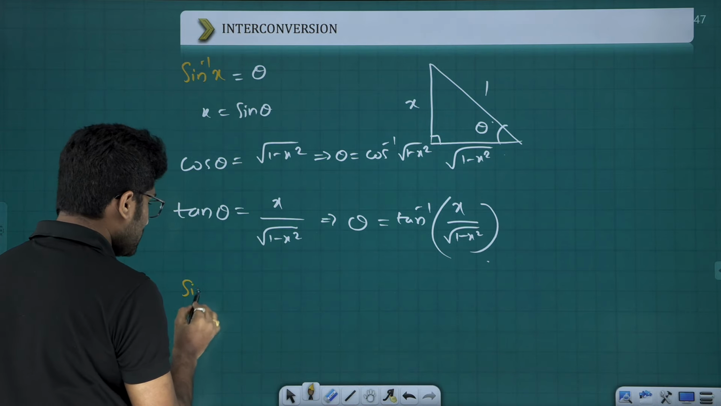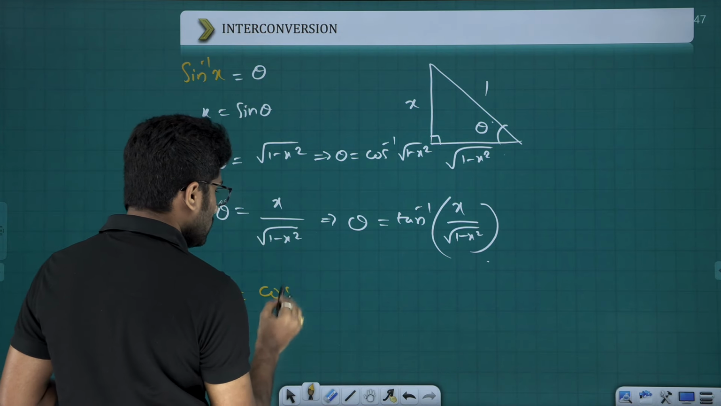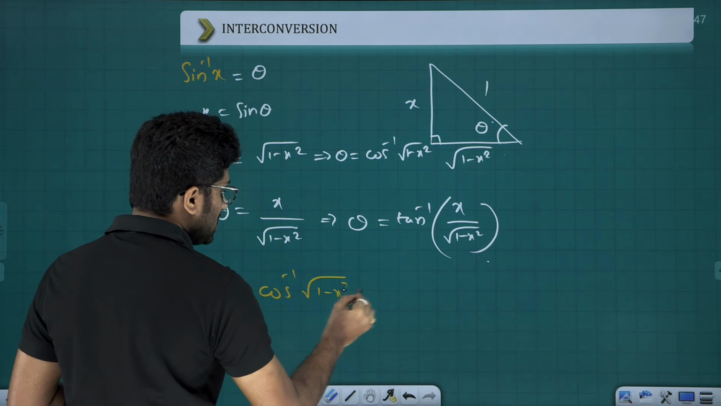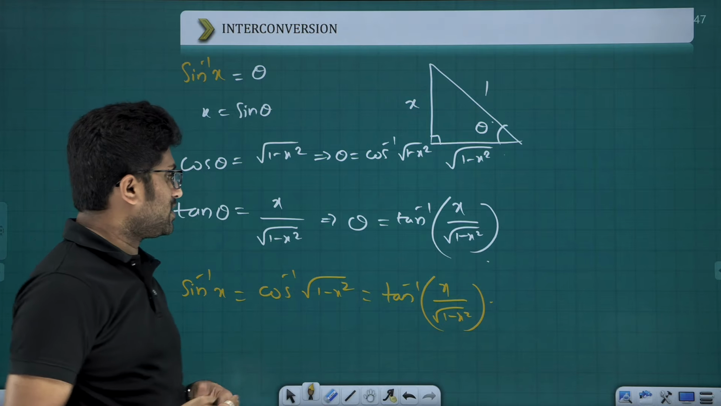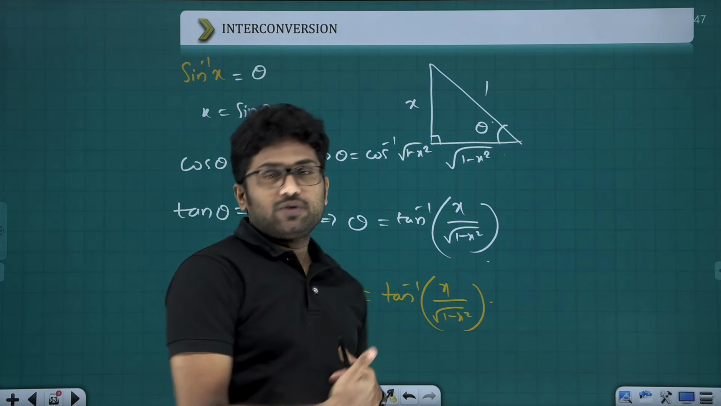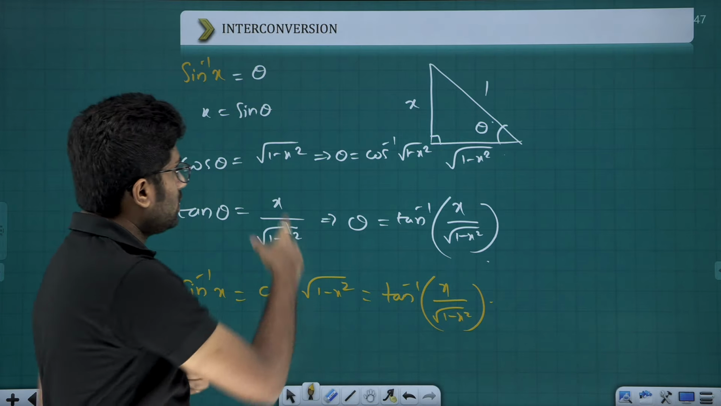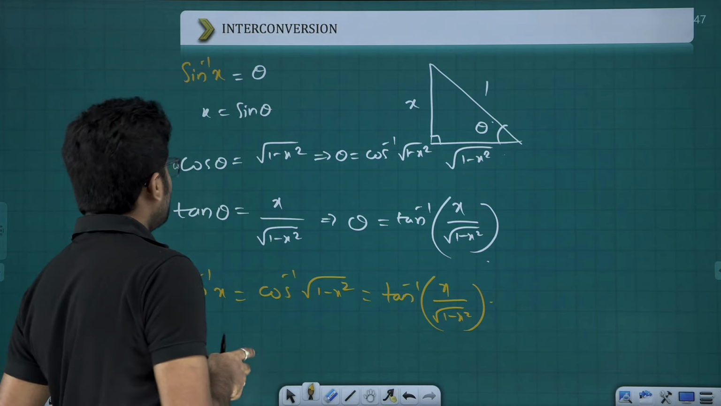So sin inverse x is equal to theta, no? Now the same theta is equal to cos inverse of under root 1 minus x square. Same theta is equal to tan inverse of x divided by under root 1 minus x square. We can also express in terms of secant inverse, cosecant inverse and even cot inverse also. This is how we use in converting one inverse trigonometric function to the other.